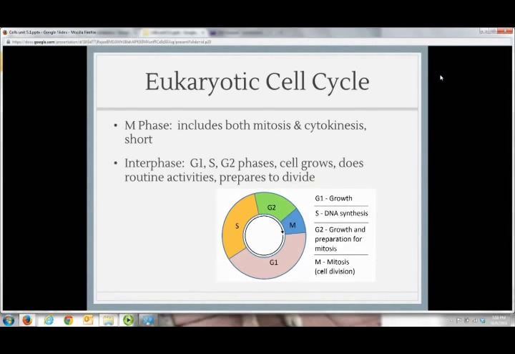We can divide the cell's life cycle into two phases. M phase is going to include both mitosis and cytokinesis. This is the relatively short phase of the cell, but this is the division phase. Interphase is going to include three parts: G1, S, G2. These are phases where the cell grows, does its normal routine activities, and prepares to divide. As you can see from the diagram below, the M phase is just a very short part of the cell's life cycle.